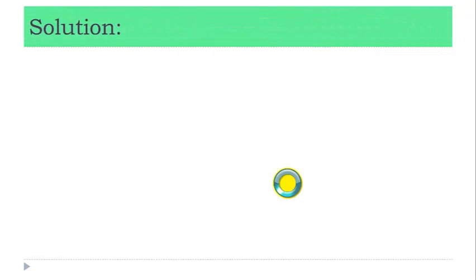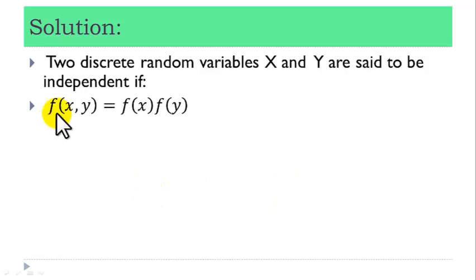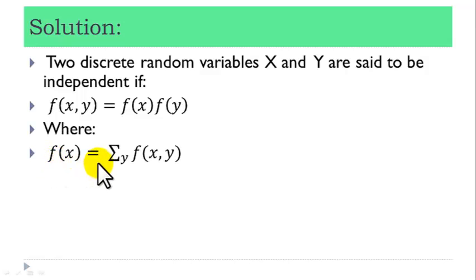Solution: we know that two discrete random variables x and y are said to be independent if their joint probability function f of xy is equal to the product of their marginal probability functions f of x times f of y, where the marginal probability function f of x is equal to the sum of f of xy over all possible values of y.